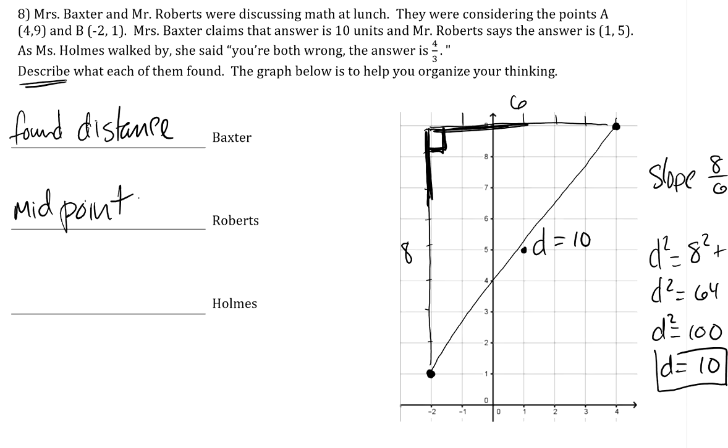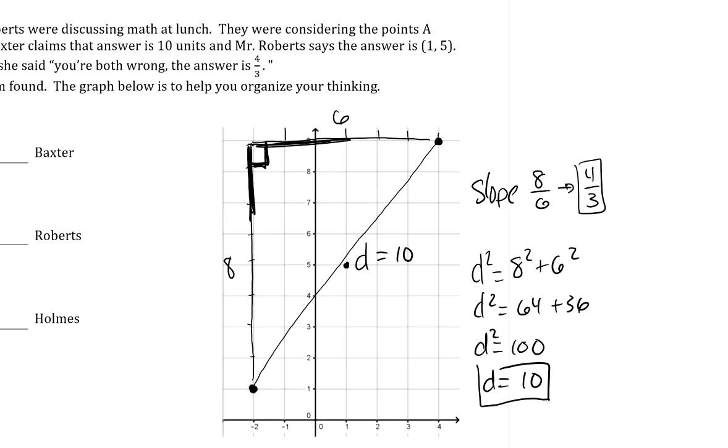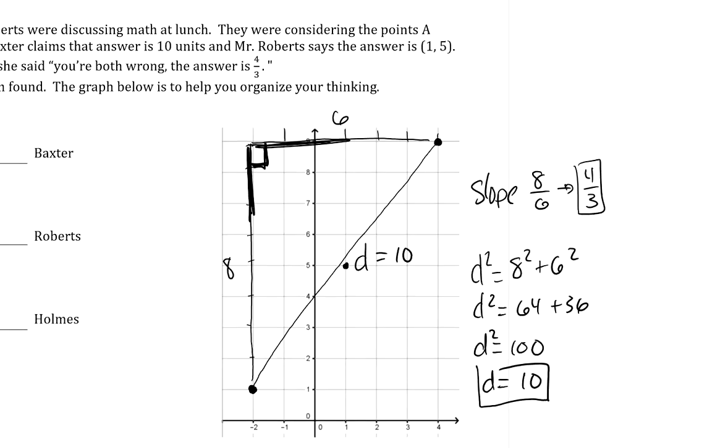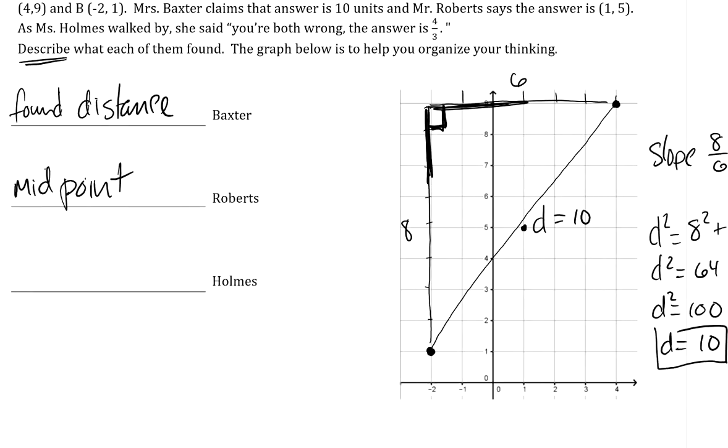And then the other one is Miss Holm. She walks in and says, no, you're both wrong. The answer is 4/3. Well, if you take the rise over run, up 8 over 6, and reduce it, what she has here is the slope of the line. So none of them are wrong. They've just all found three different things that you can get from the 2 points: the distance between them, the midpoint, the slope of the line, and actually you can also find the equation of the line too.